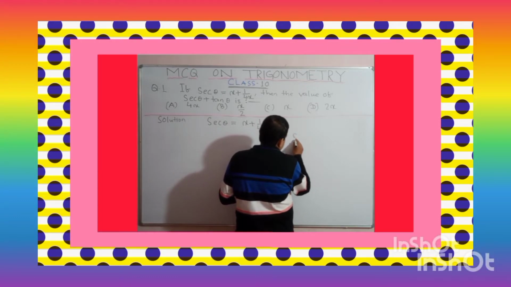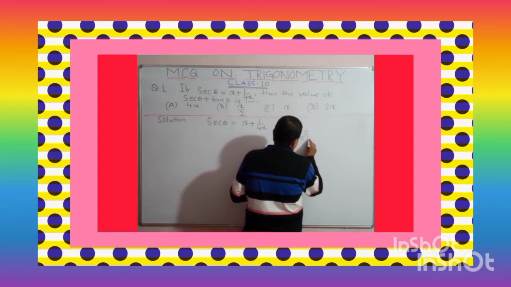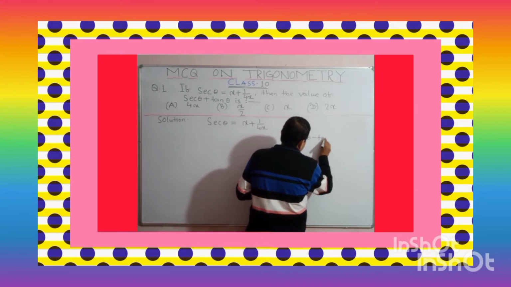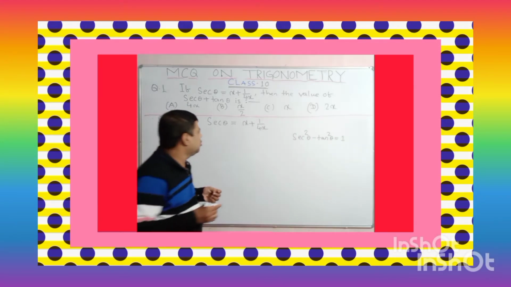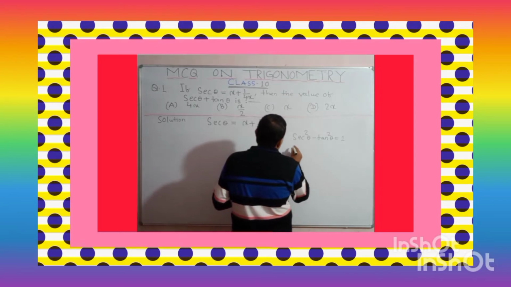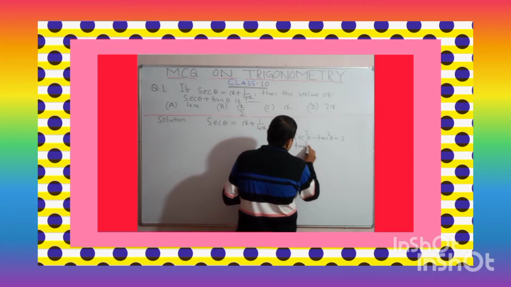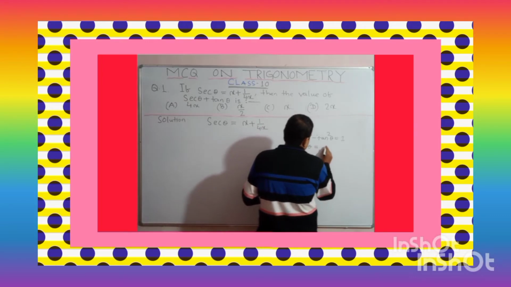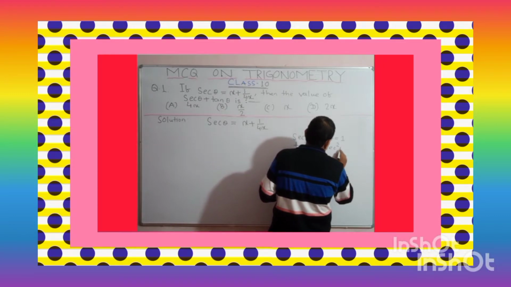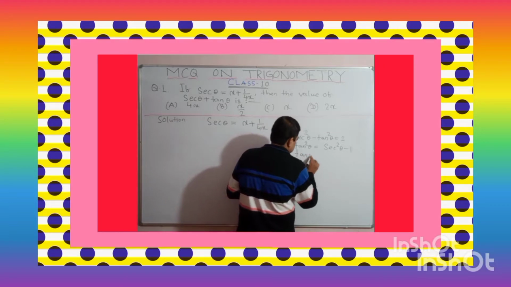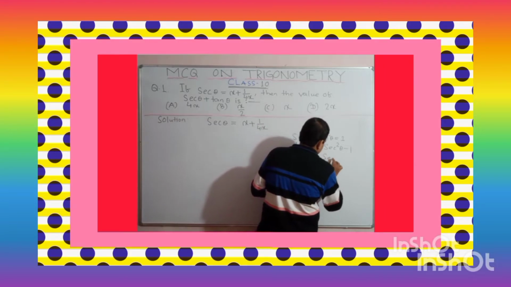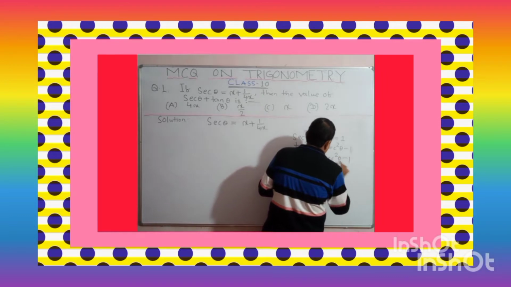What is that? Sec square theta minus tan square theta. What is the value? The value is 1, all of you know. So from this we can find out, first of all, tan square theta. Tan square theta is equal to sec square theta minus 1, and tan theta is equal to the square root of sec square theta minus 1.